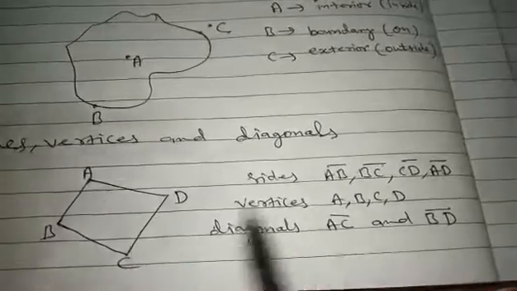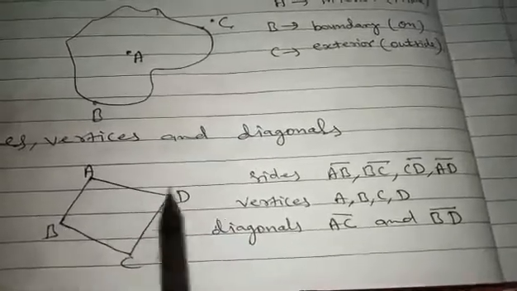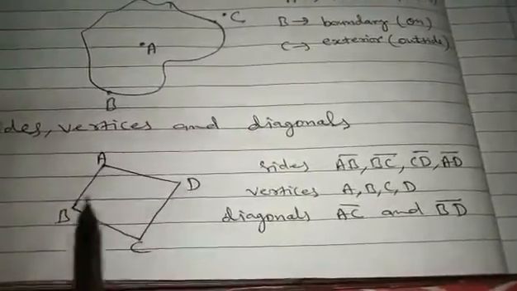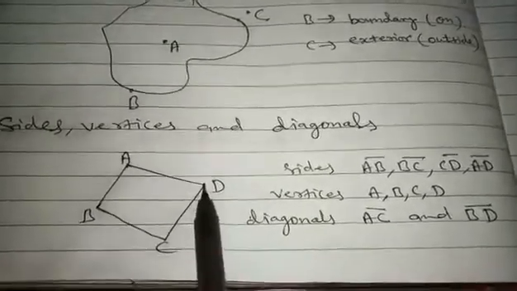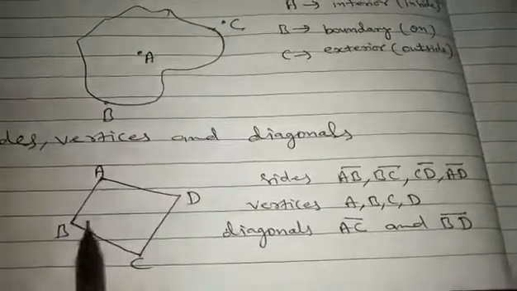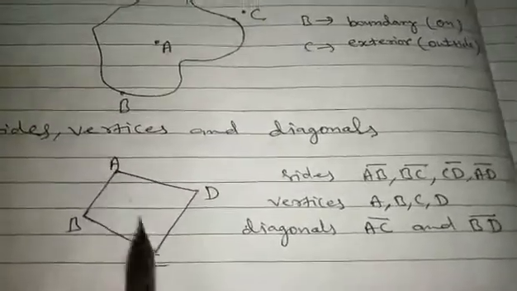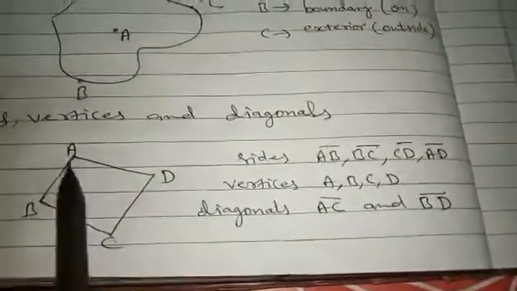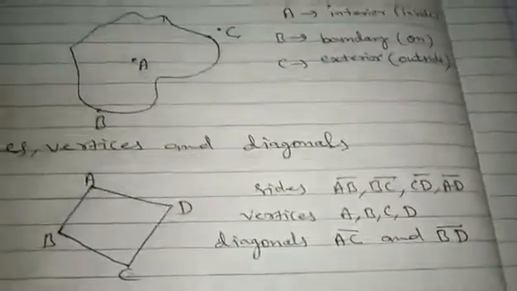Similarly, diagonals. A diagonal is formed when we join AC and BD. So we can say that a diagonal is a line segment joining any two opposite vertices. When we join any two opposite vertices, that line segment is said to be a diagonal. So AC and BD are diagonals. So it is clear.